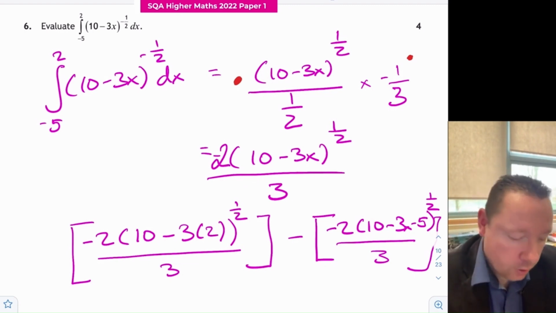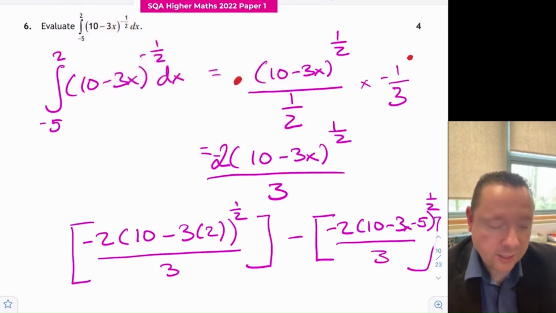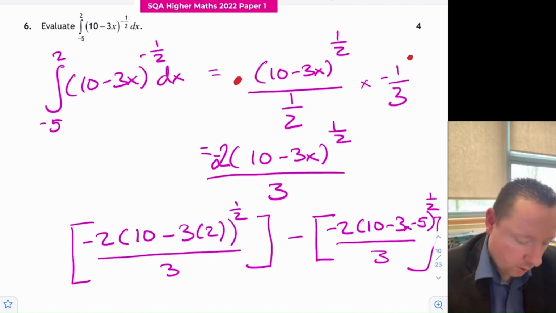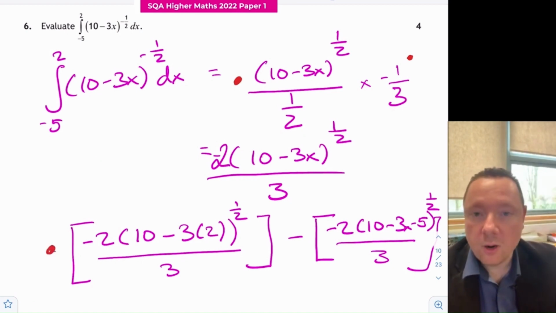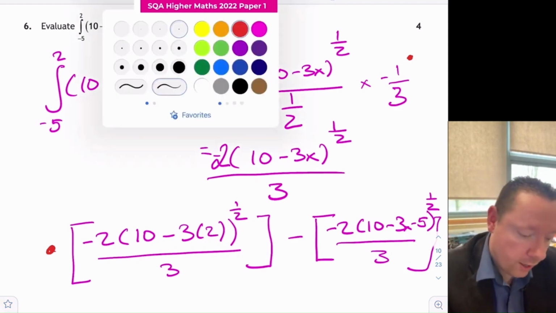So your third mark is actually coming in at this point. For substituting in 2 and -5 and putting the minus in between, you are getting that mark. So there's your third mark there. And then your final mark is for actually working that out. So let's work that out now.